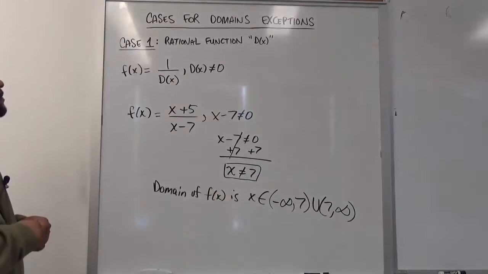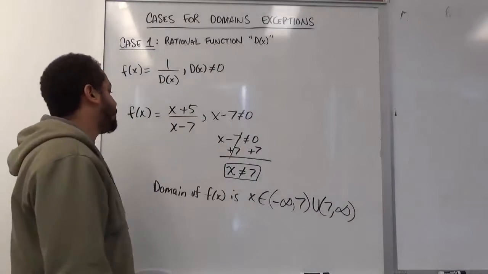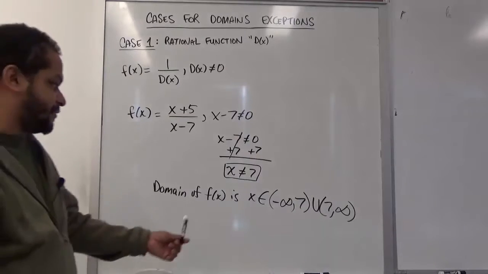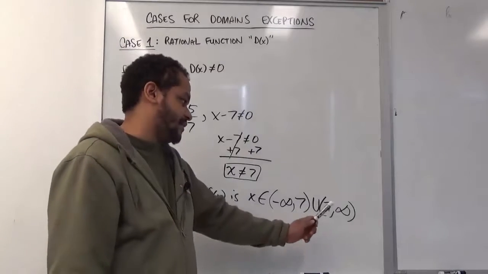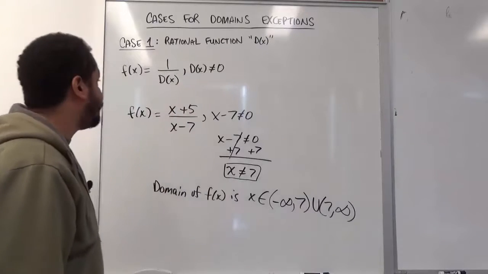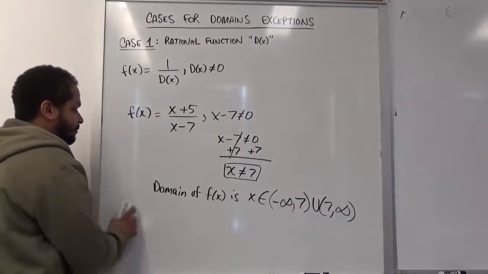And that's the first case of the rational function, which I termed the denominator of x. And in this case, we see that x is all real numbers except for the value of 7, all from negative infinity to 7, and all from 7 to positive infinity, excluding the 7 itself. Let's move on to case 2 now.